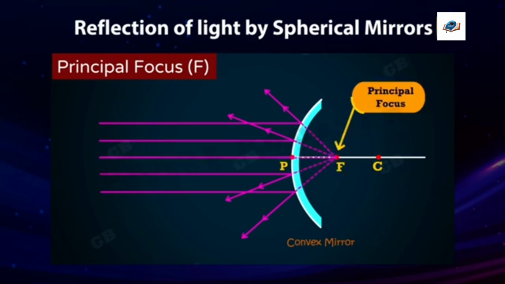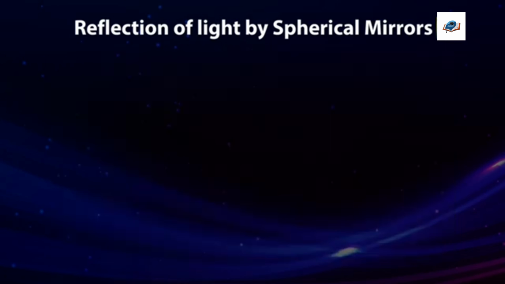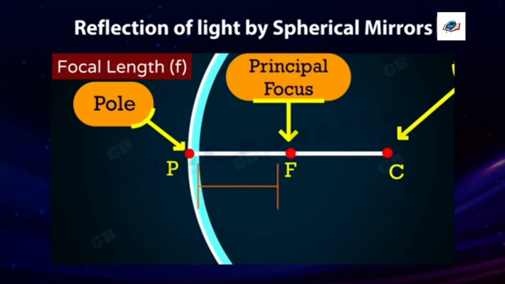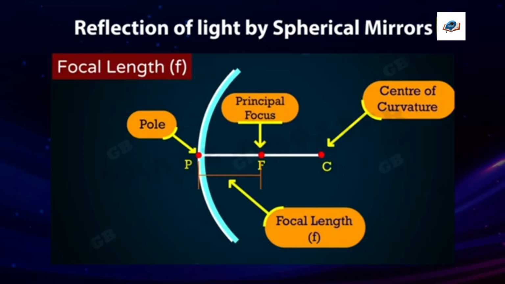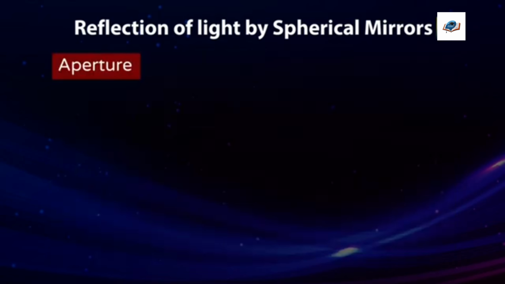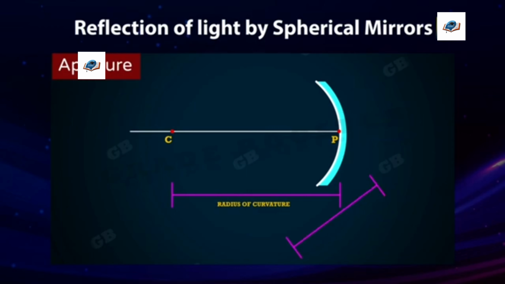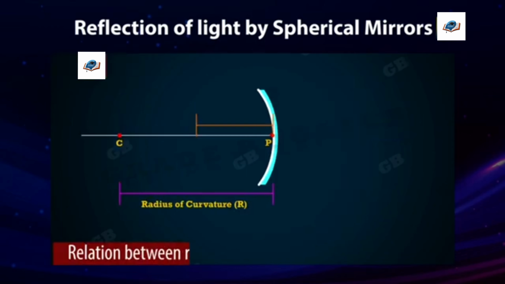Focal length. The distance between the pole and the principal focus of a spherical mirror is called the focal length and it is represented by the letter small f. Aperture. The diameter of the reflecting surface of the spherical mirror is called its aperture. In this chapter, we are discussing spherical mirrors whose aperture is smaller than their radius of curvature. Let us see the relation between the radius of curvature and the focal length.